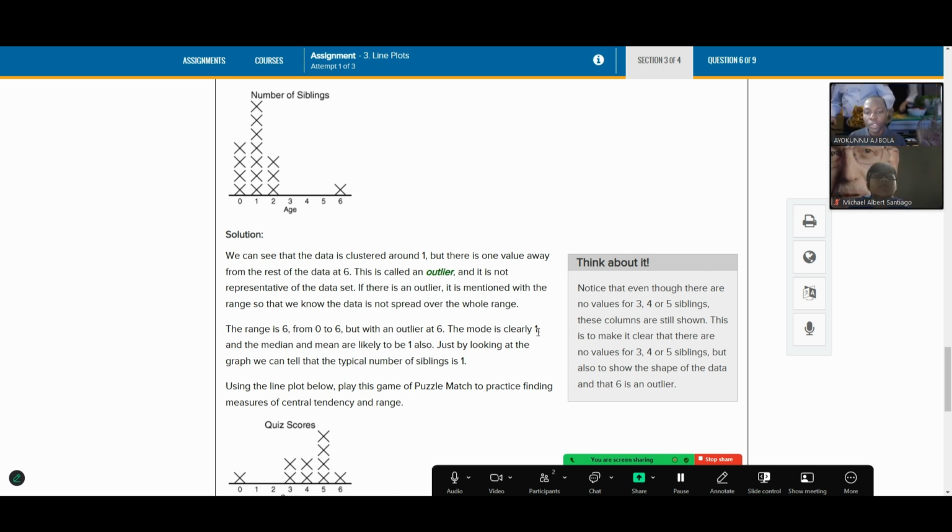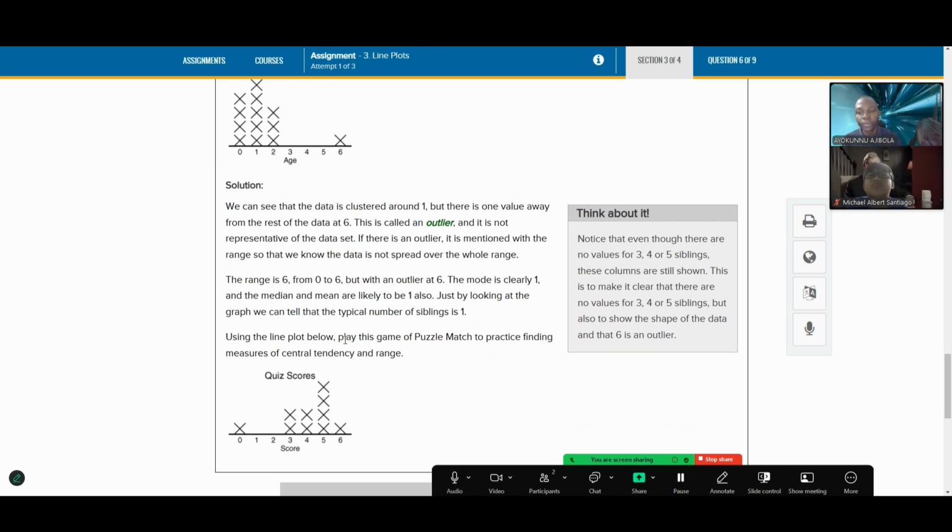So the mode is clearly 1 because it has the highest population there, and the median and mean are likely to be 1 also because of the experiments we've been doing. We see that if the mode occurs way larger than the rest, then it can be a representation of the median and the mean as well. So just by looking at the graph, we can tell that typically the number of siblings, the age, is 1.